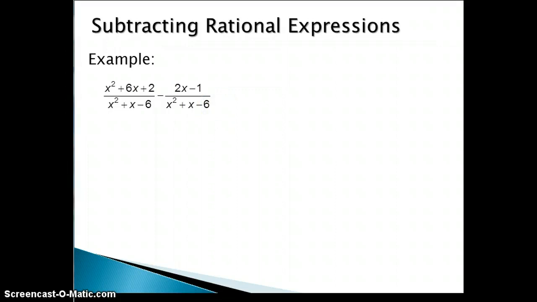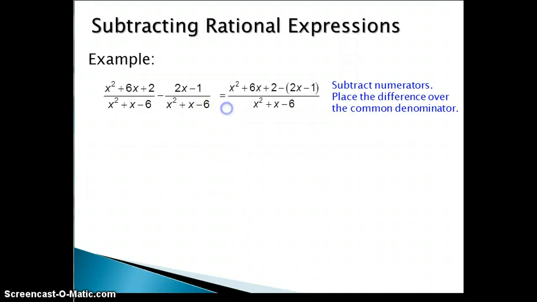Here our common denominators are x squared plus x minus 6. So that's going to be the denominator of our answer, and the subtraction will occur between the numerators. And again, we're subtracting the second numerator, so we put that in parentheses to make sure that we subtract the whole thing, and then we have to distribute that negative in order to get rid of the parentheses, so that will make the 2x negative and the negative 1 positive.